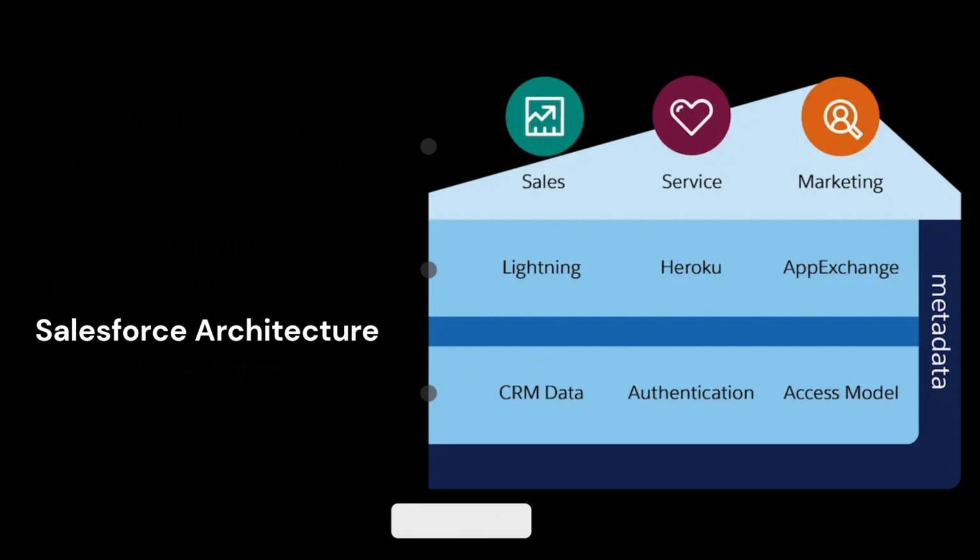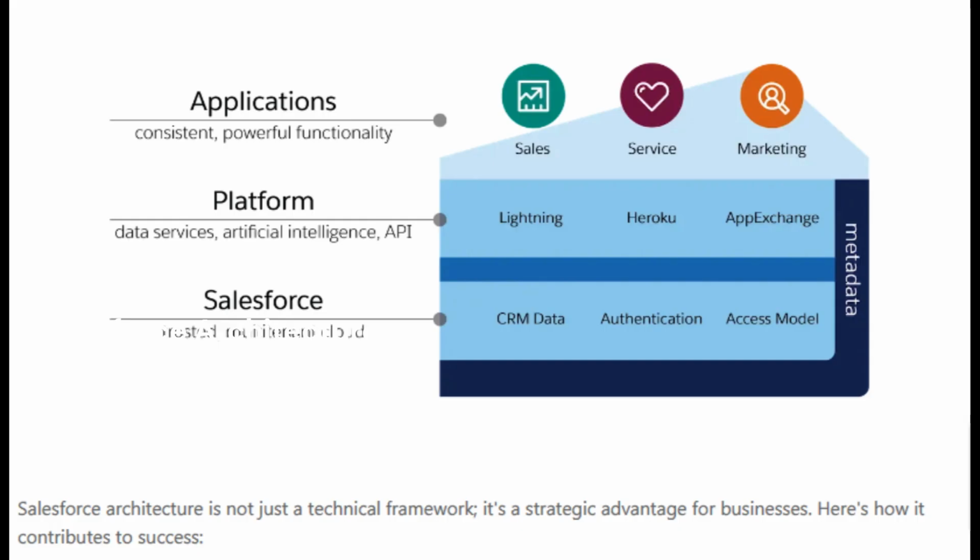3. Logic layer. The logic layer is where the real magic happens. It includes various components like workflows, automation rules, and validation rules. Businesses can automate processes, define rules, and set up workflows to trigger actions based on specific events, ensuring that data is processed efficiently and accurately.